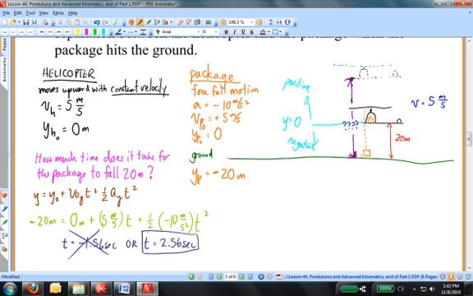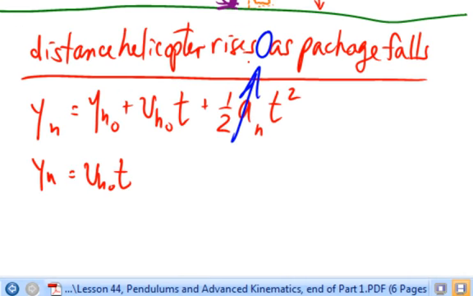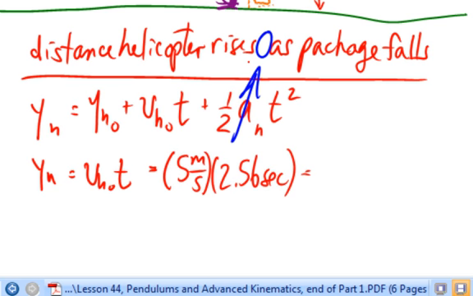Well, the helicopter is moving up with constant velocity, so there is no acceleration of the helicopter as it's moving upward. Distance is equal to rate times time is what that equation eventually comes to. So there's my equation of motion. But since the helicopter is moving with constant velocity, acceleration is 0. The initial position of the helicopter is at the origin, so I get this equation. And now I know the numbers on the right-hand side, 5 meters per second and 2.56 seconds. When I put those numbers into my calculator, I get that the helicopter has risen 12.81 meters.